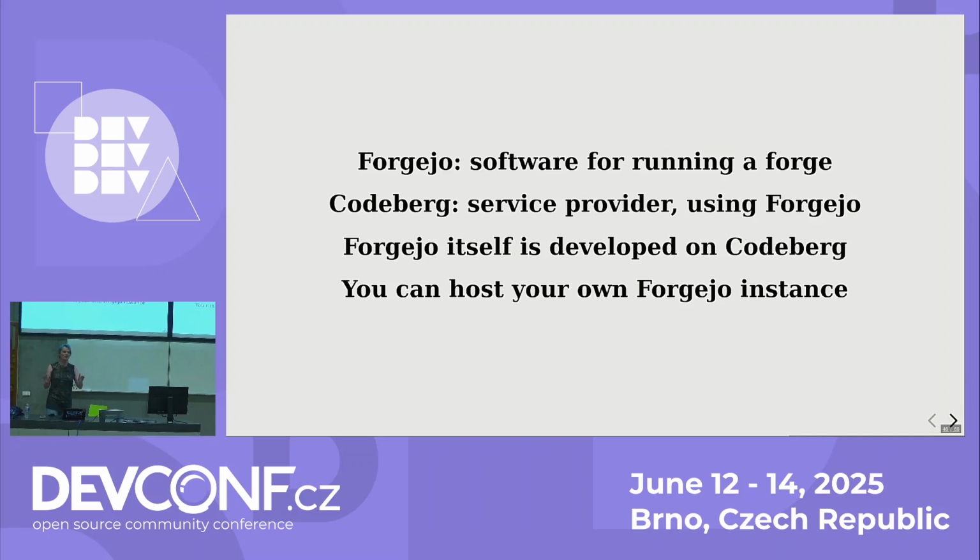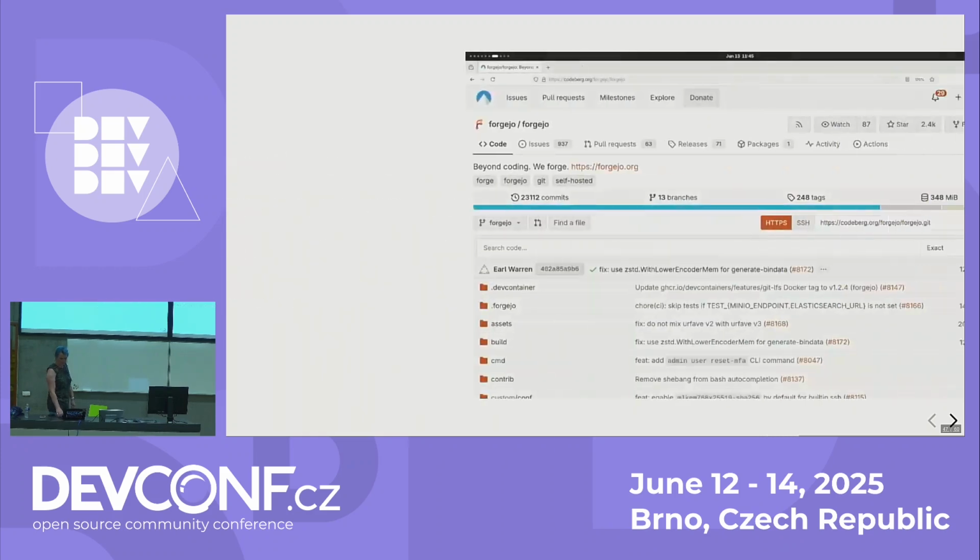Yeah, so people get confused about this. Forĝejo is a piece of software. It lets you run like a GitHub-like site or like GitLab or whatever. Codeberg is a particular instance that's running Forĝejo. And just to close the loop, Forĝejo itself is developed on Codeberg. So you would go to codeberg.org, and then they're running Forĝejo. And of course, you can host your own, which is the whole point of this stuff.